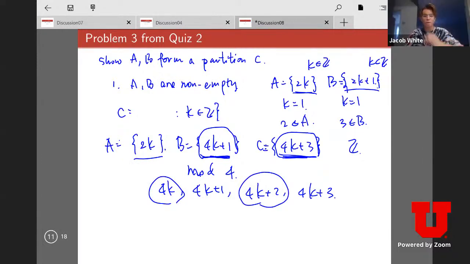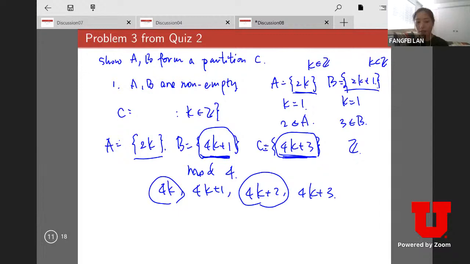Wait, these 4 cases, this is all that it can be, mod 4? Isn't that what we know already from the division theorem? I mean, think about mod 4, something divided by 4, you're only going to have remainder 0, 1, 2, 3, right? The fact that you have remainder 5 is the same thing as having remainder 1. You just divide by 4 again. Oh, that makes sense. Okay, all right, thank you. No problem. Yep, so that's how you show they're disjoint.